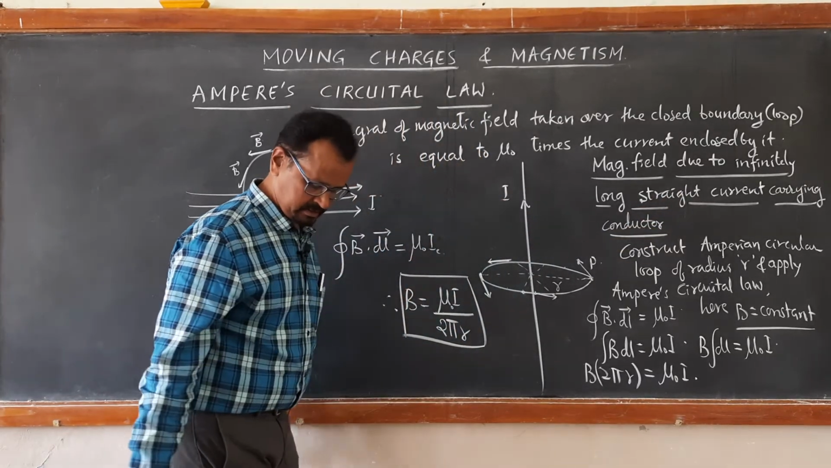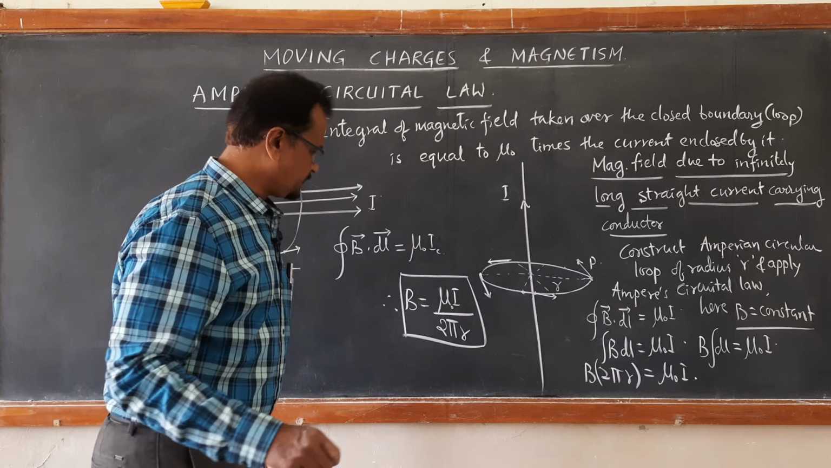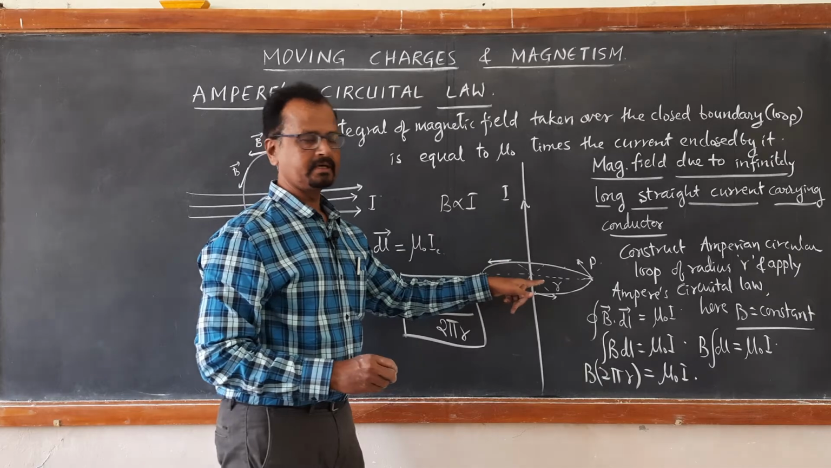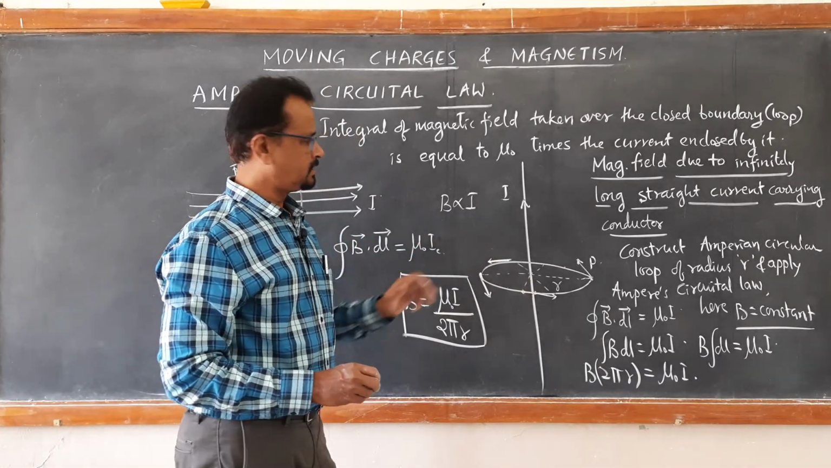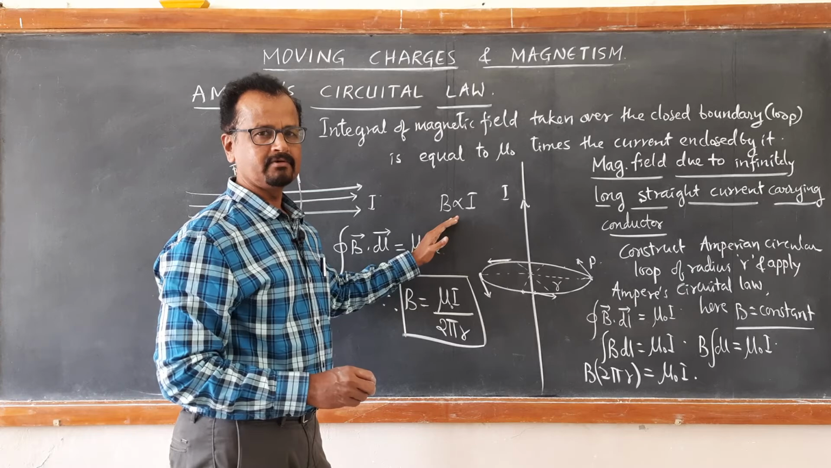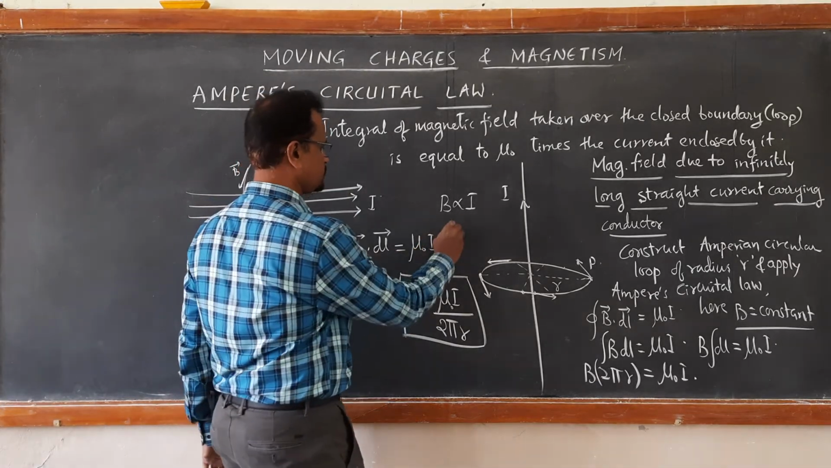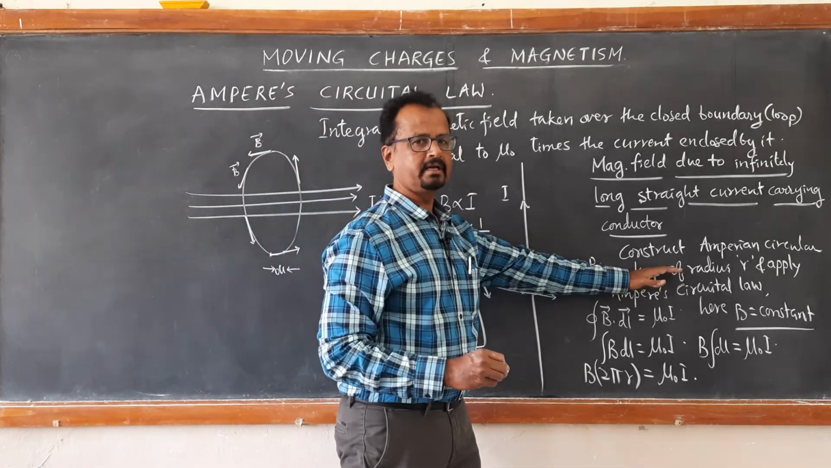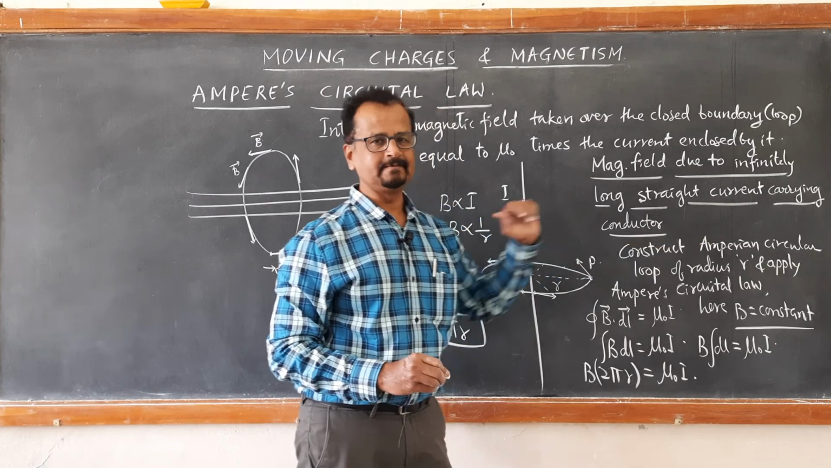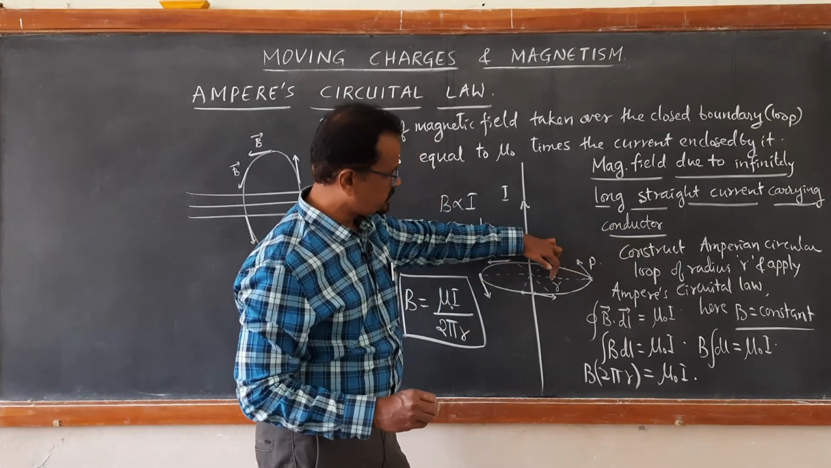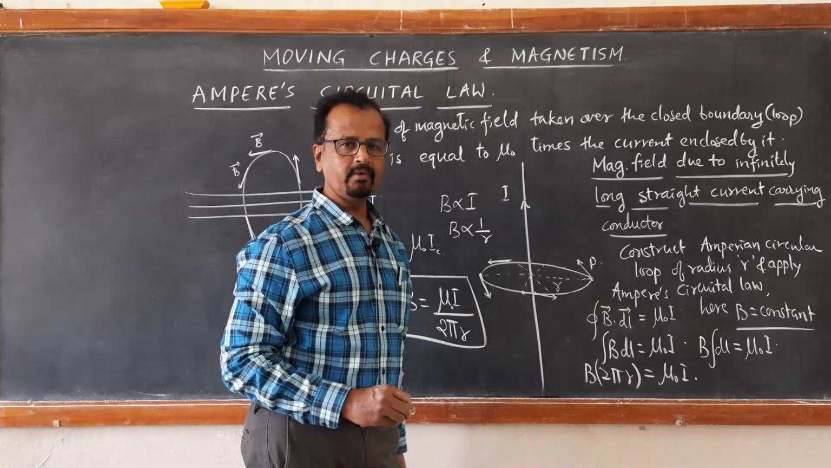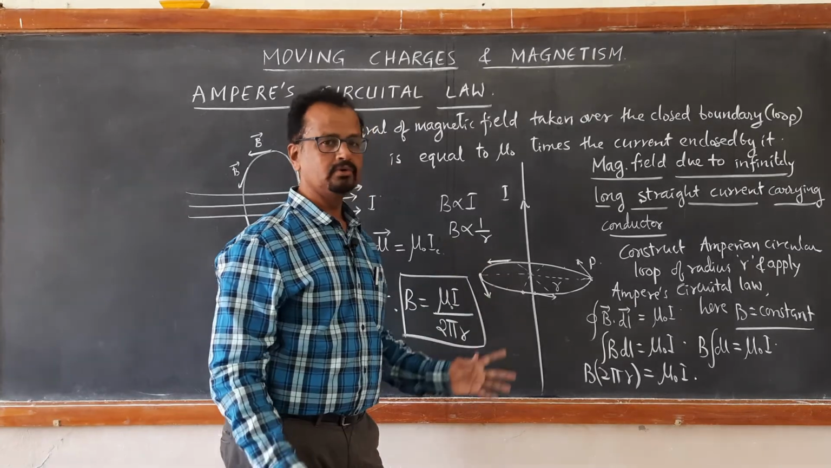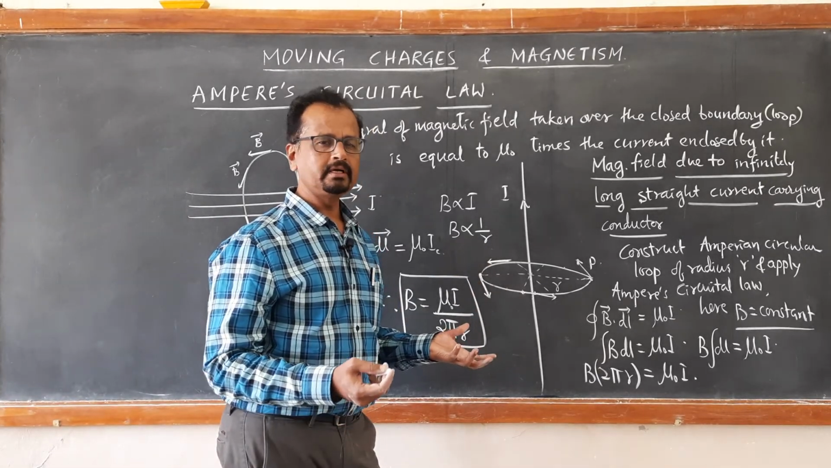From this one can see the magnetic field is directly proportional to the strength of the current. The higher the current, the stronger the magnetic field; the lesser the current, the weaker the magnetic field. And B is inversely proportional to r. If you go away from the current carrying wire, the magnetic field goes on decreasing. If you come closer and closer to the wire, the magnetic field goes on increasing.